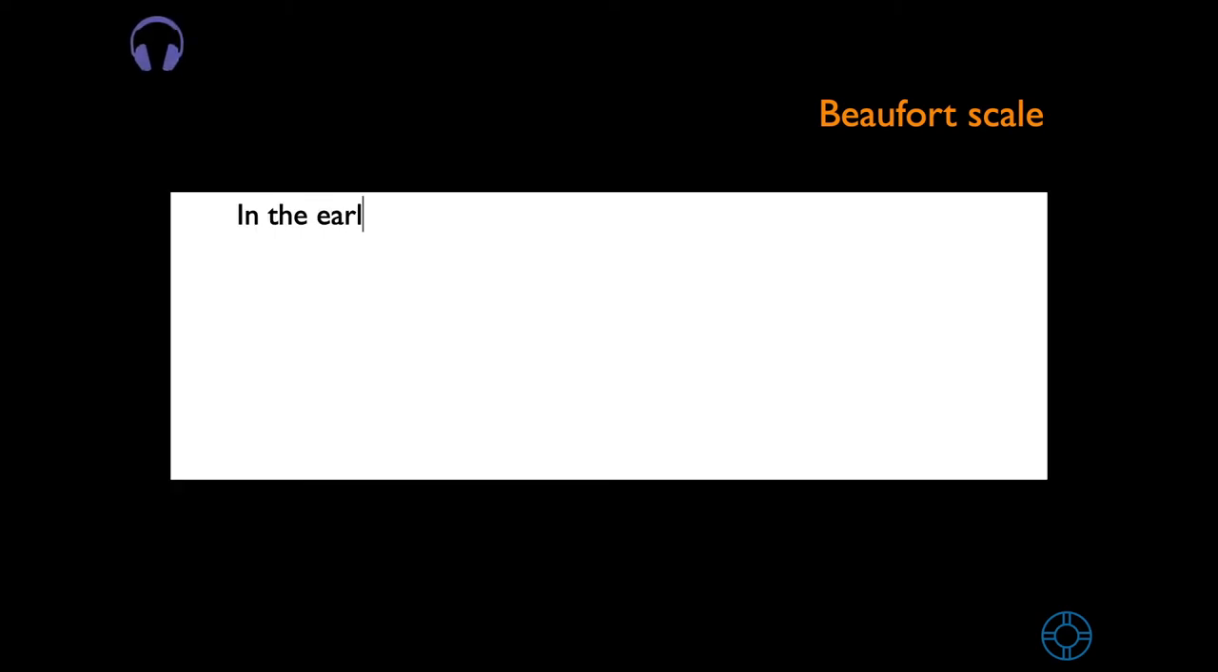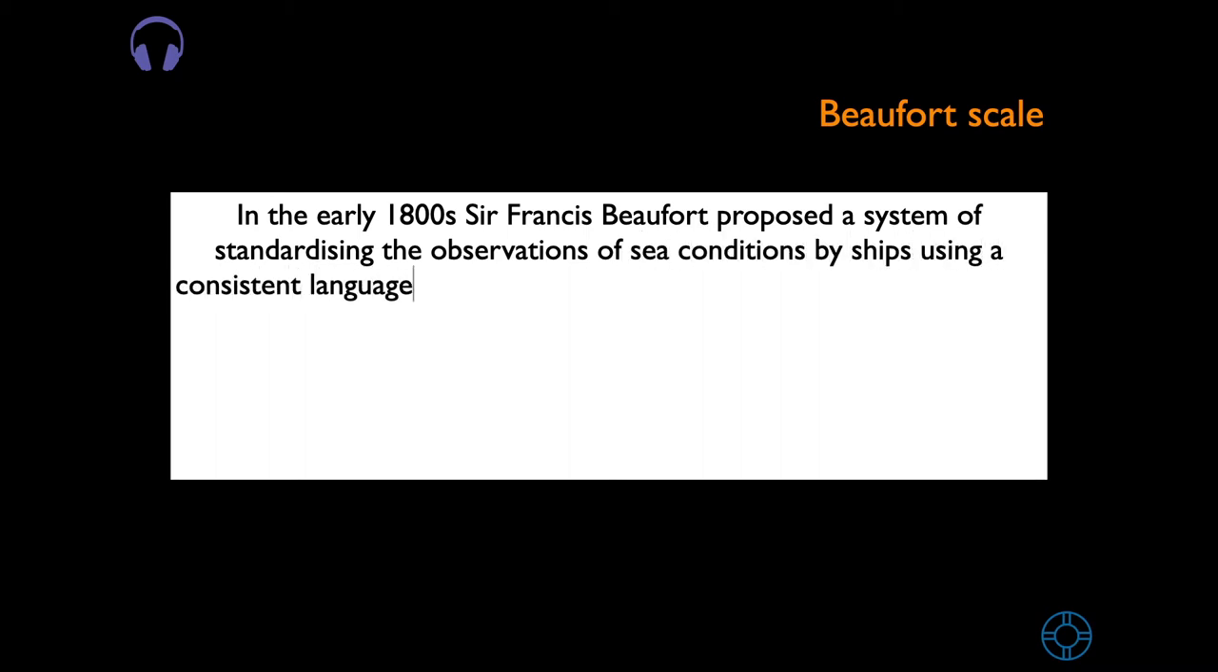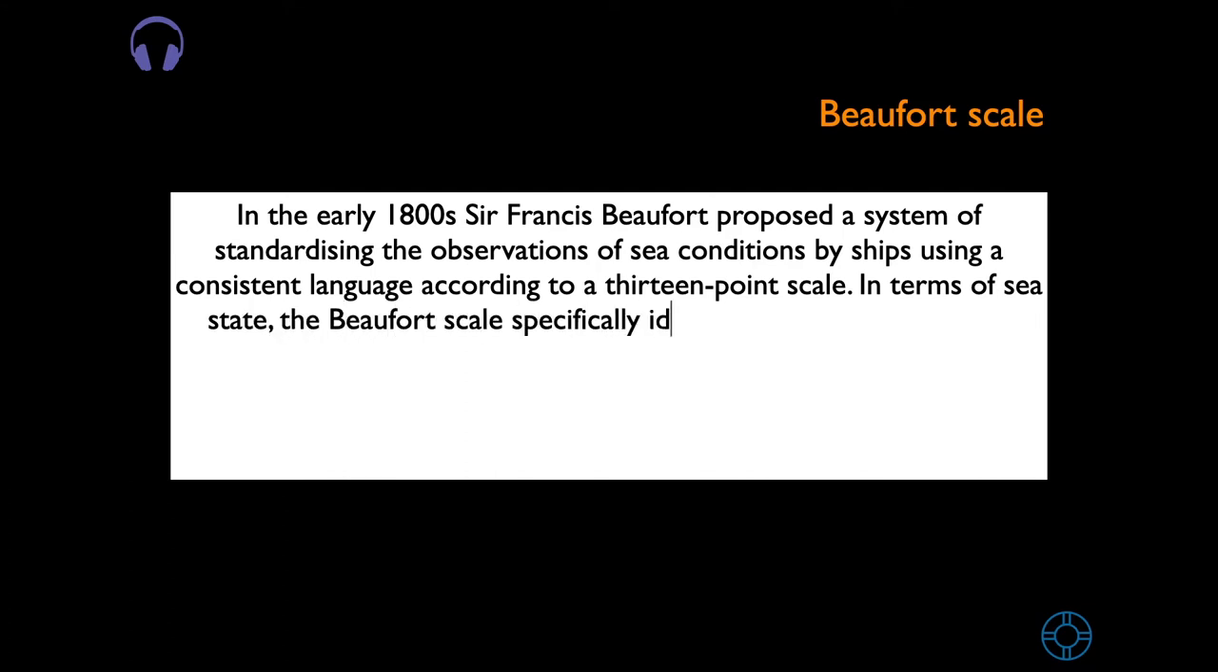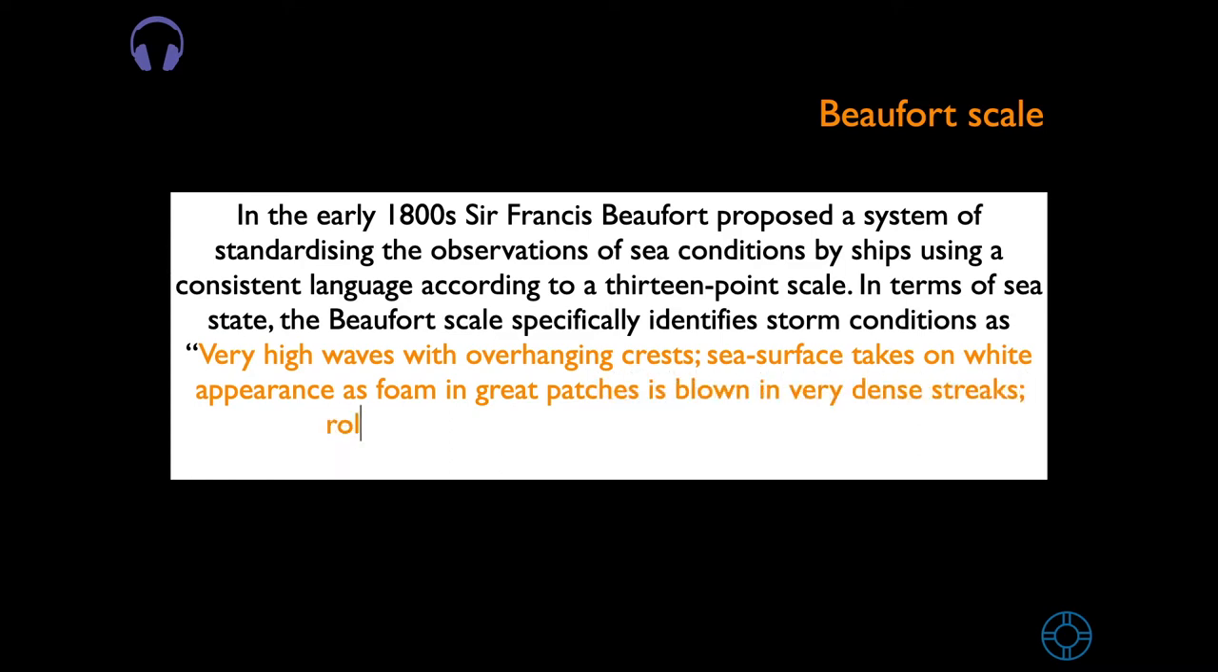The Beaufort scale. In the early 1800s, Sir Francis Beaufort proposed a system of standardizing the observation of sea conditions by ships using a consistent language according to a 13-point scale. In terms of sea state, the Beaufort scale specifically identifies storm condition as very high waves with overhanging crests. Sea surface takes on a white appearance as foam in great patches is blown in very dense streaks. Rolling of the sea is heavy and visibility is reduced.